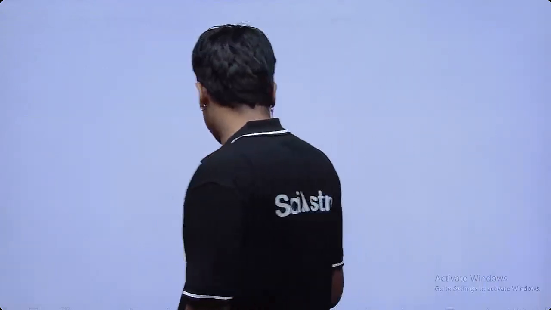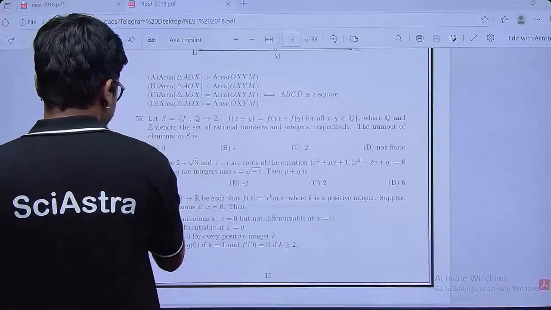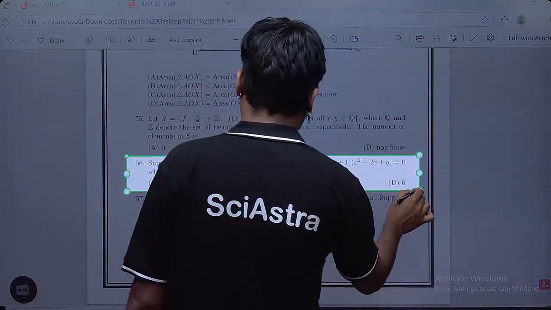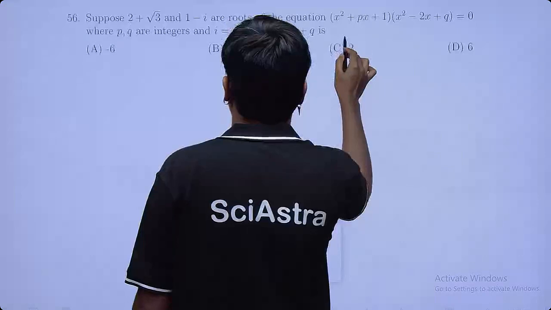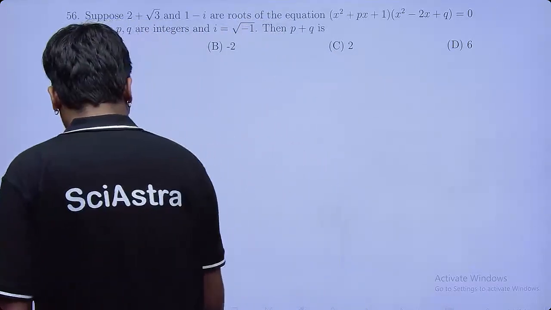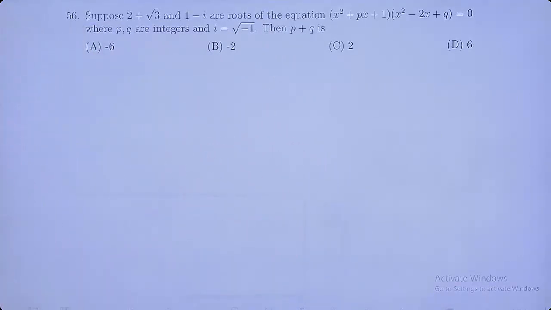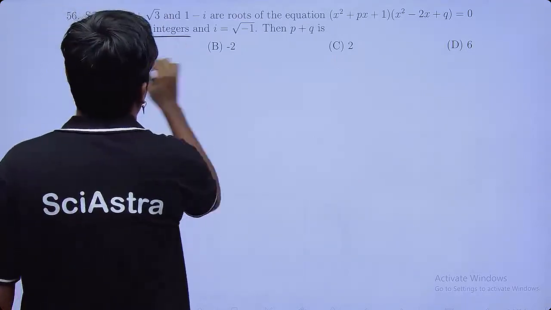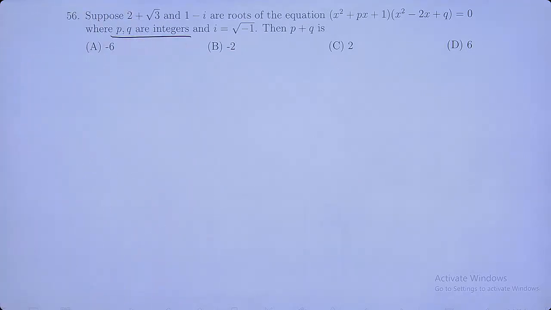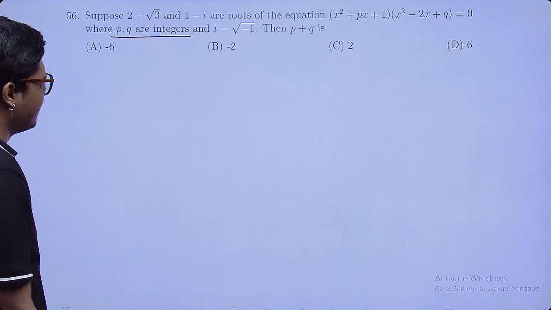56. Right. So you have the product of two quadratics given to you where p and q are integers. This is an important part. p and q are integers and two of the roots are given, 2 plus root 3 and 1 minus iota.